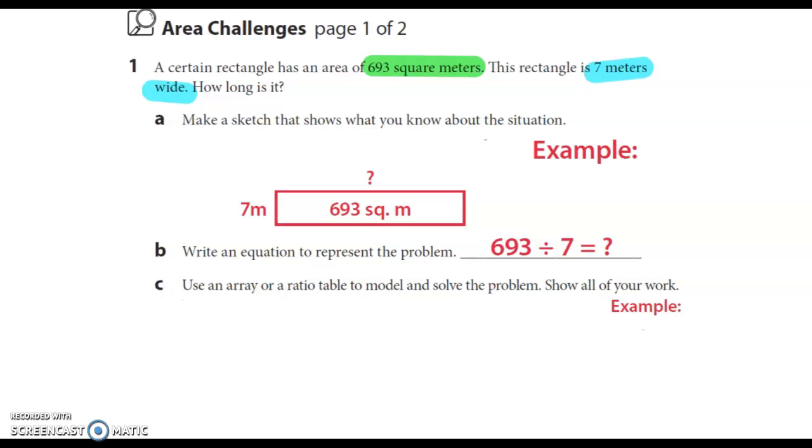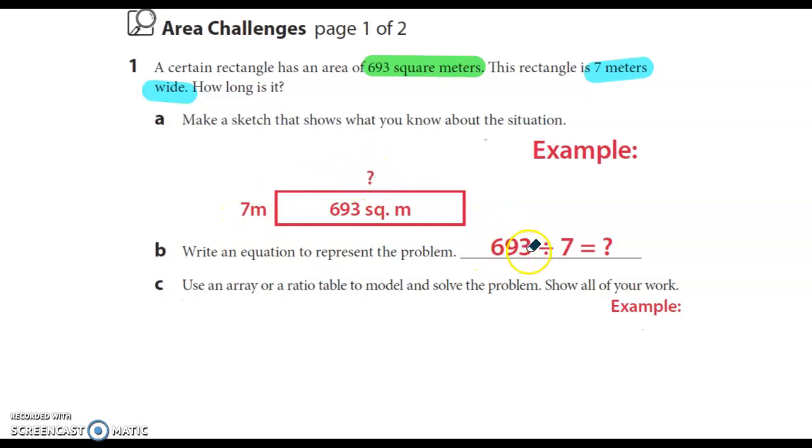Okay, it's time to check our work on the problem. So we were solving for a rectangle that had an area of 693 square meters, and we know that it was 7 meters wide. So we knew the inside dimension and we know the outside dimension, but we want to know what is the length, or how long is it.